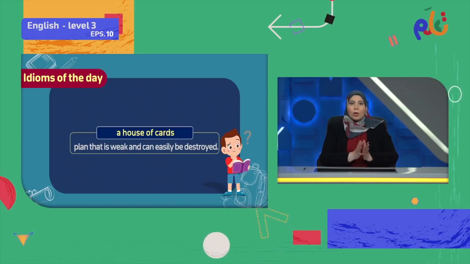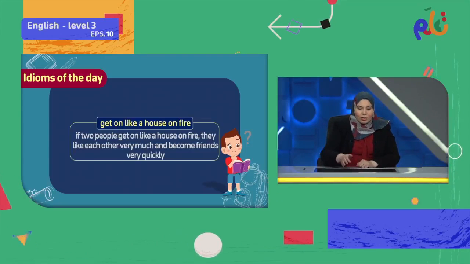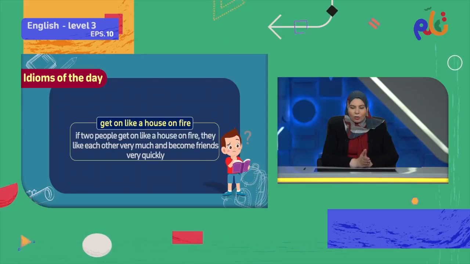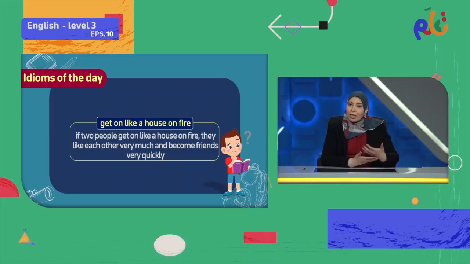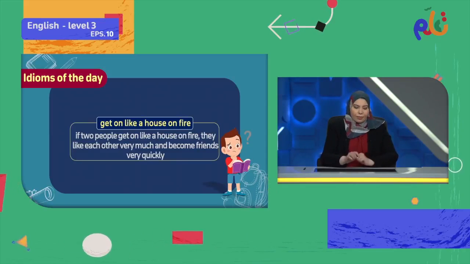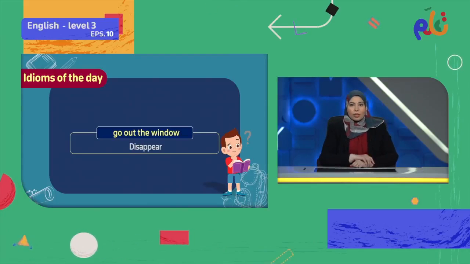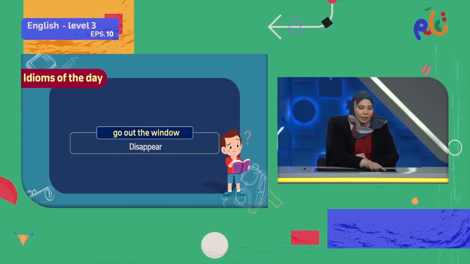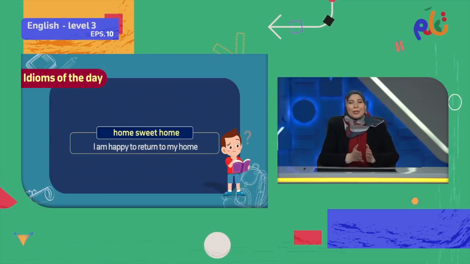So these are the four idioms that we had for today. The first one, like we said, is called a house of cards, which is something that is very weak. The second one is called get on like a house on fire, which means get along with somebody really quickly without taking a long time. The third one is get out of the window, which is disappear. And the fourth one is home sweet home, which is happy to be back home.